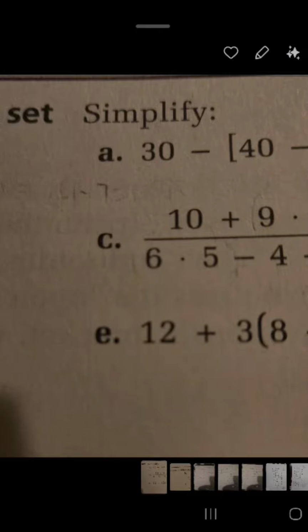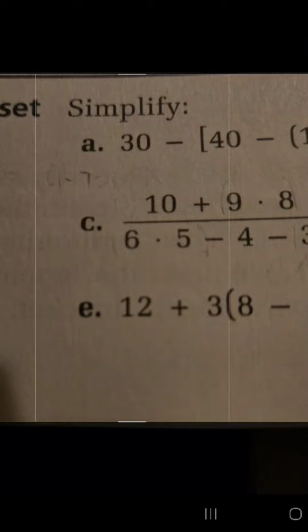This is lesson 63 on the bottom of page 434 in your textbook, the lesson practice. All right, let's start with letter A here. This lesson is actually called Symbols of Inclusion.